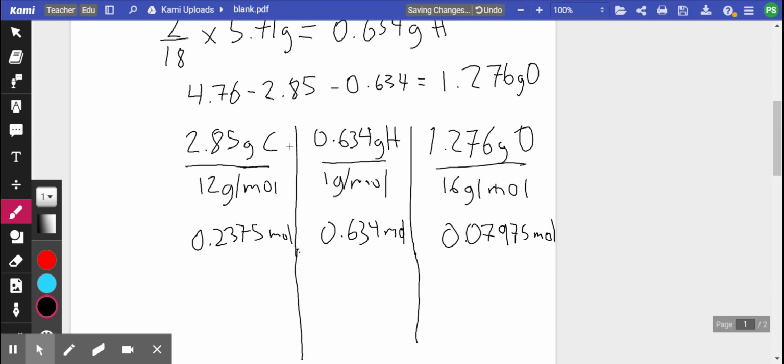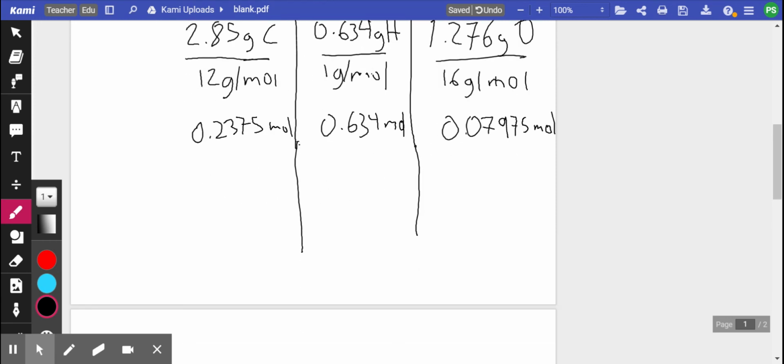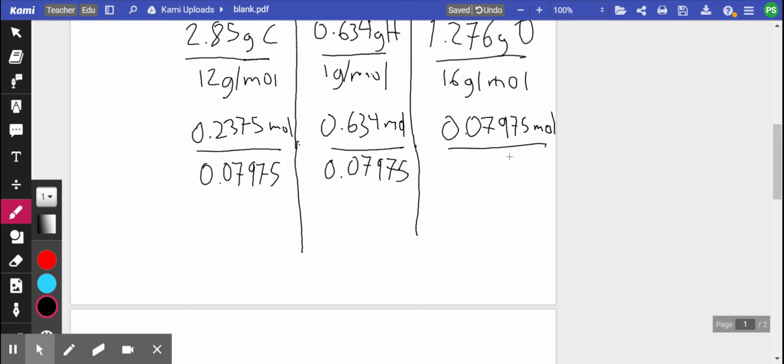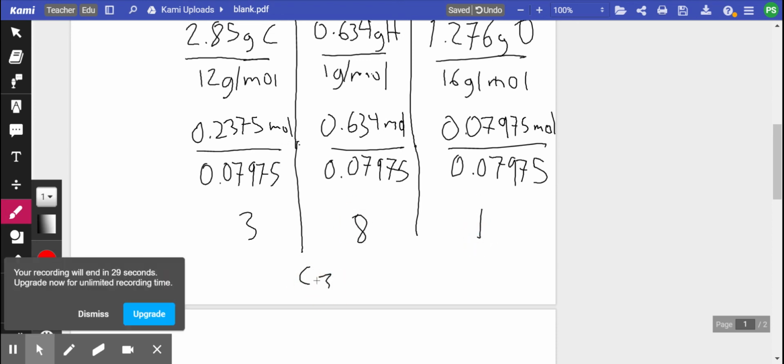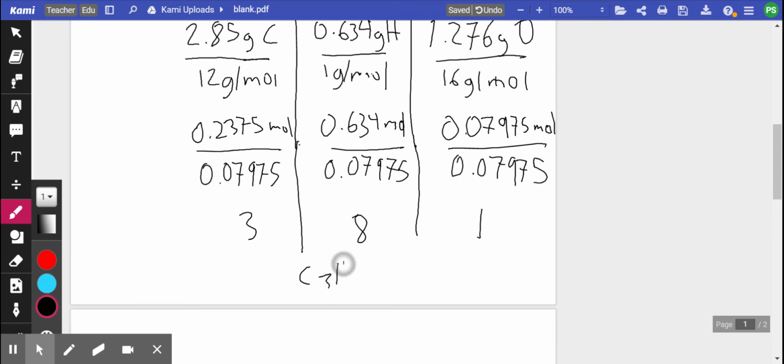At this stage, what I need to do is find which one is the smallest number and divide all of them by the smallest number, which is 0.07975. And here again, I'm going to round up the numbers just to save time. I get 3, 8, sorry about that, 8, 1. So my empirical formula is C3H8O. That's my final answer.